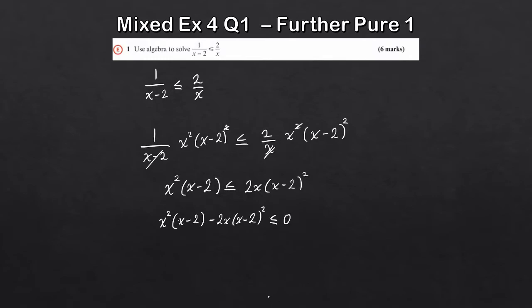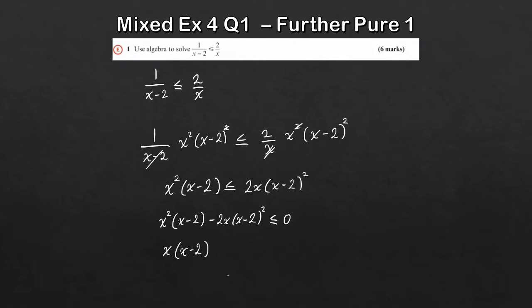Okay, and notice now we can actually start factorising, right? Both terms here have at least an x on them, so that's x squared, that's 2x. I've got an x minus 2, and that's an x minus 2 squared. So what I can do here is I can pull out an x, and along with that x I can pull out an x minus 2.